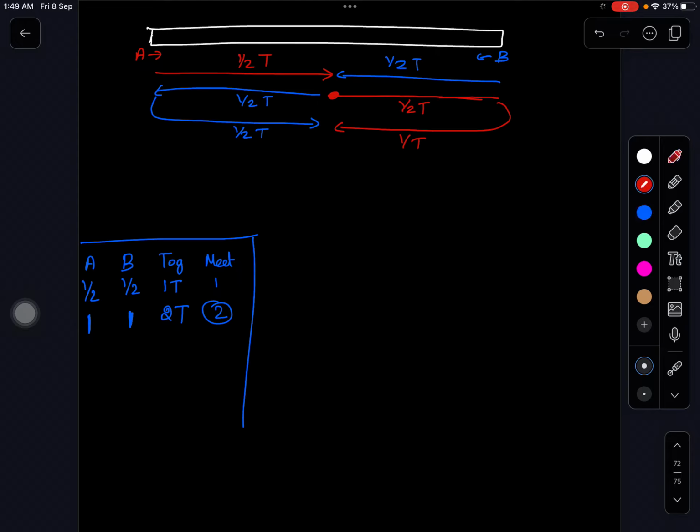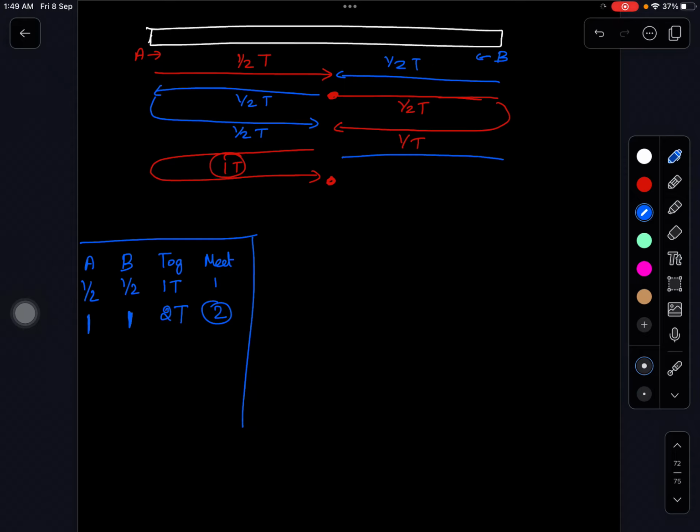Now what happens in the subsequent meets? Once again, A will have to go half, come back half, so one track length. The sum of distances traveled by A from the second meet until the third meet is one track length. Similarly, B goes half, comes back half, so B also covers one track length. So only then the third meeting is happening. B has to cover one track length, A has to cover one track length, together two more track lengths, and only then a third meeting is happening. And this pattern will keep repeating in subsequent terms.